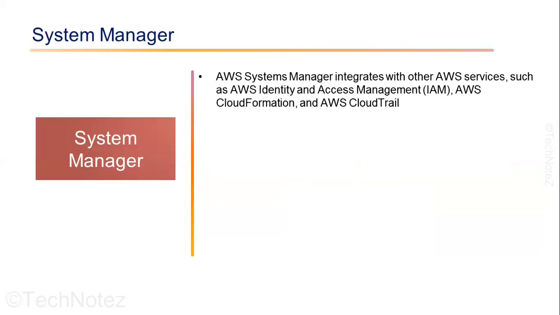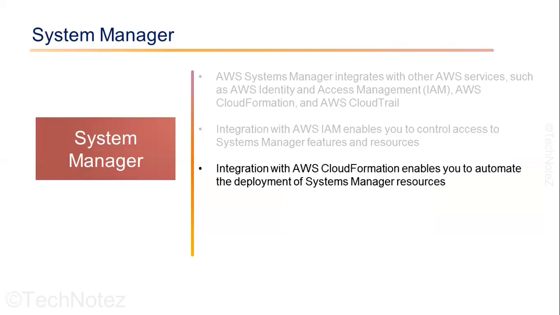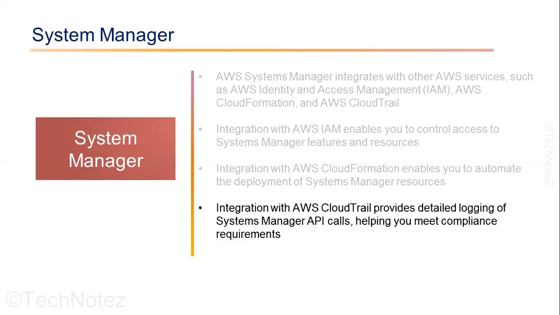System Manager integrates with other AWS services such as AWS Identity and Access Management, CloudFormation, and CloudTrail. Integration with AWS IAM enables you to control access to System Manager features and resources. Integration with AWS CloudFormation enables you to automate the deployment of System Manager resources. Integration with CloudTrail provides detailed logging of System Manager API calls, helping you meet compliance requirements.